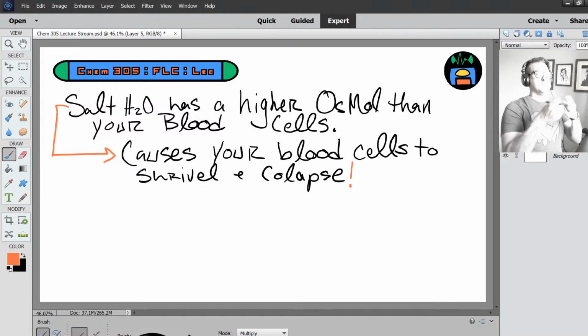If he drinks it, his blood cells will shrivel, collapse. He's going to die from drinking an aqueous solution. It's water, but it has a dangerously high osmolarity.